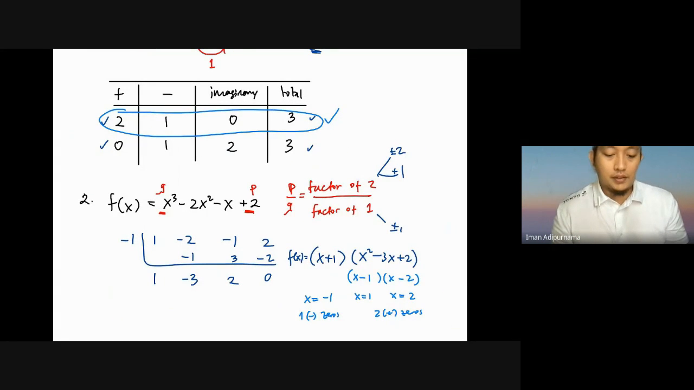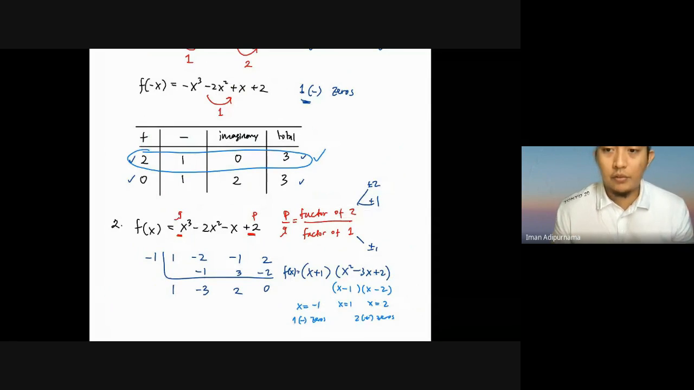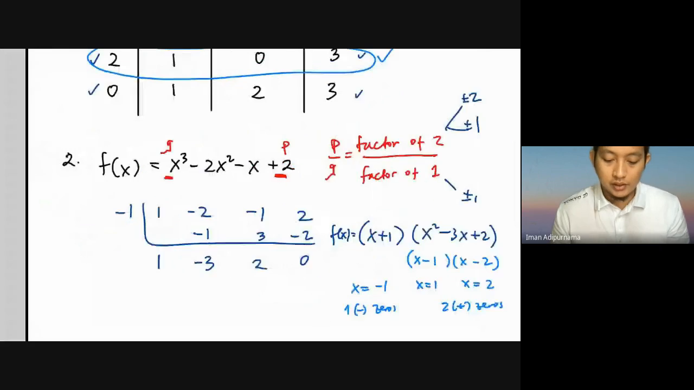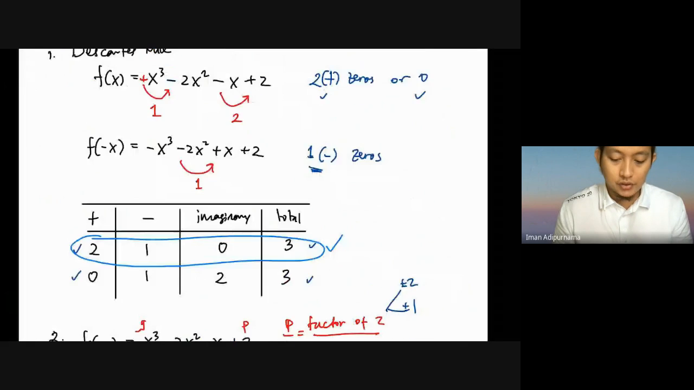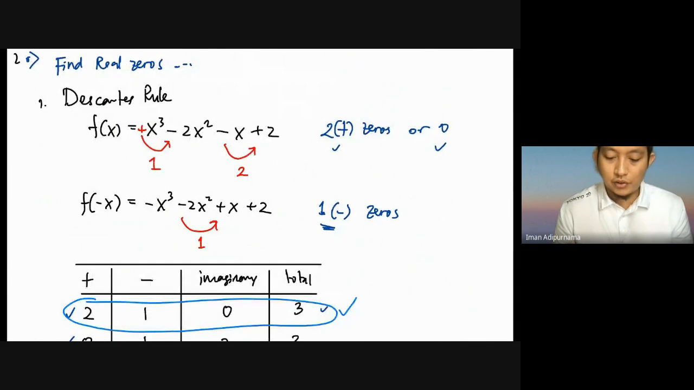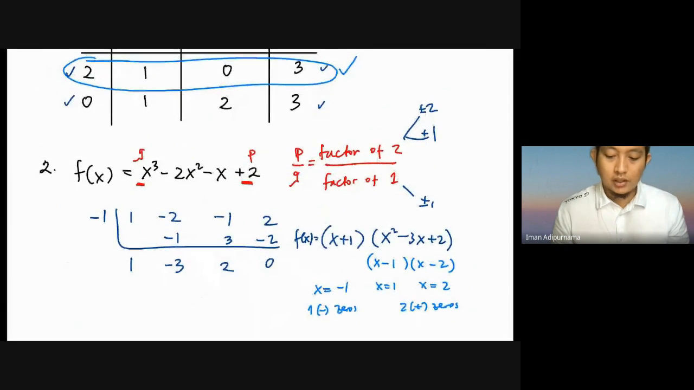Okay, so in terms of polynomials, there are several ways you can approach it. If it is asking directly how many real zeros, you can do it directly. Or if you want to make sure, you can use Descartes' rule to determine how many negative or positive zeros they have, and then you can narrow down the factors of P and Q.